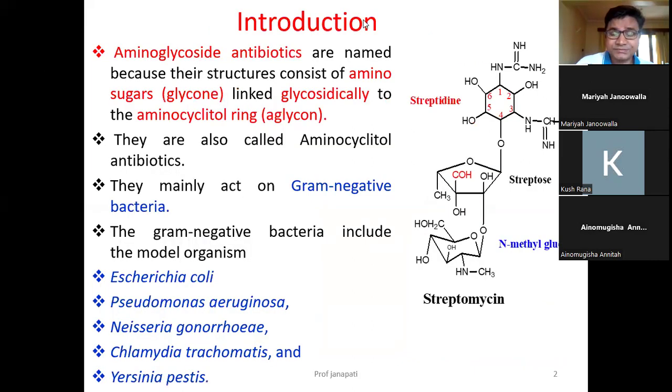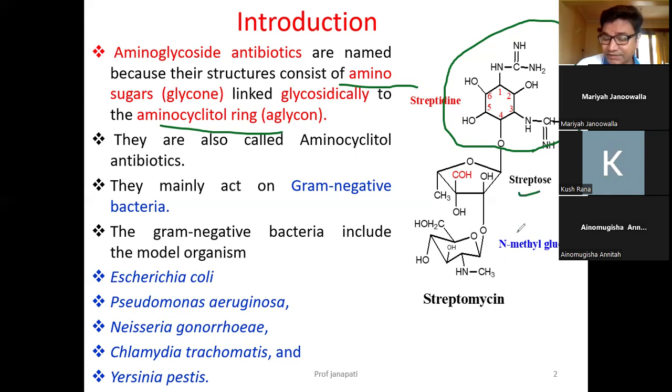So, as we told, aminoglycosides are named because the structure consists of amino sugars glycosidically linked to aminocyclitols. These are called aminocyclitols. We will explain in coming slides. Please kindly remember, these are the non-sugar portions which are called aminocyclitols. And the sugar molecules are present.